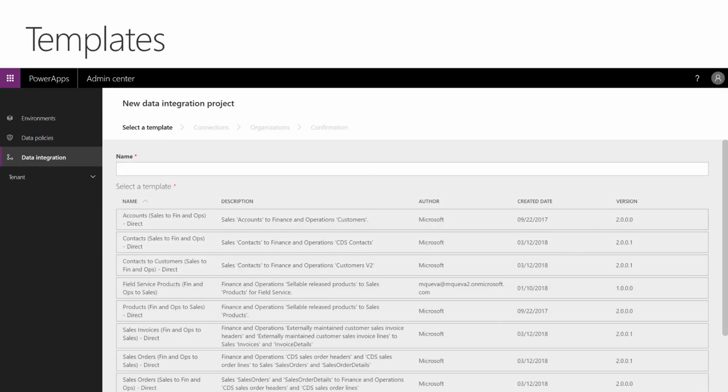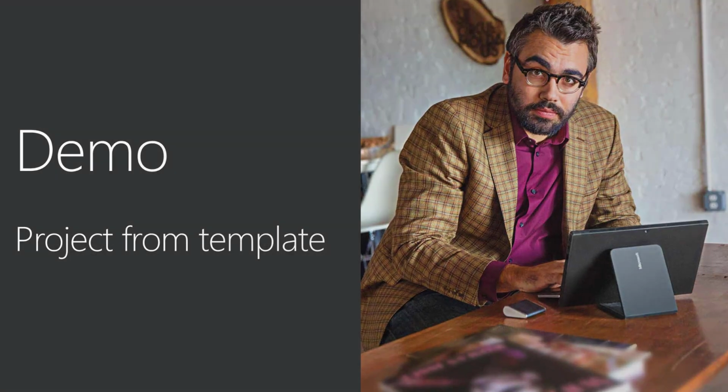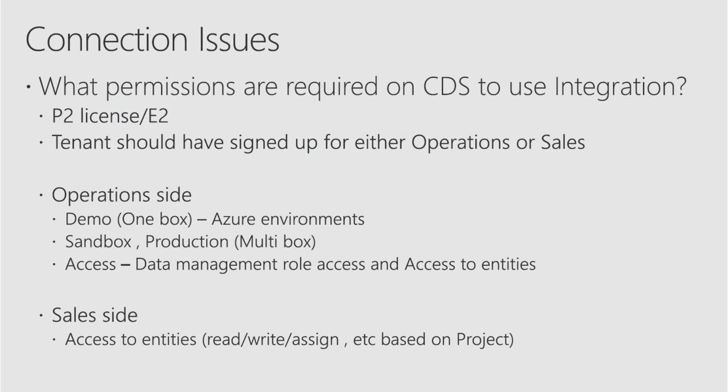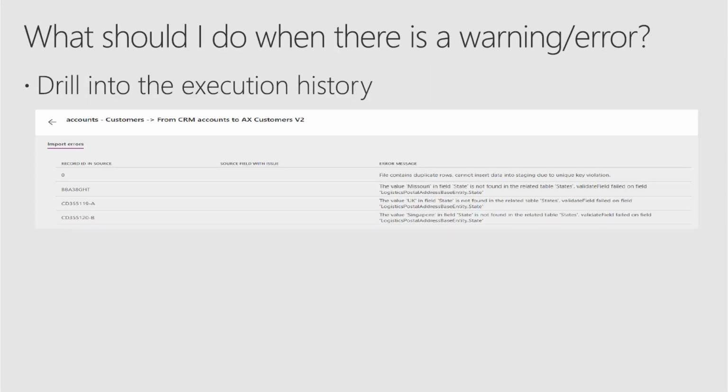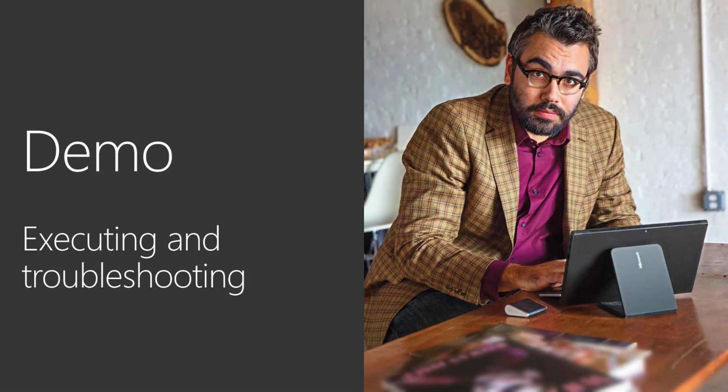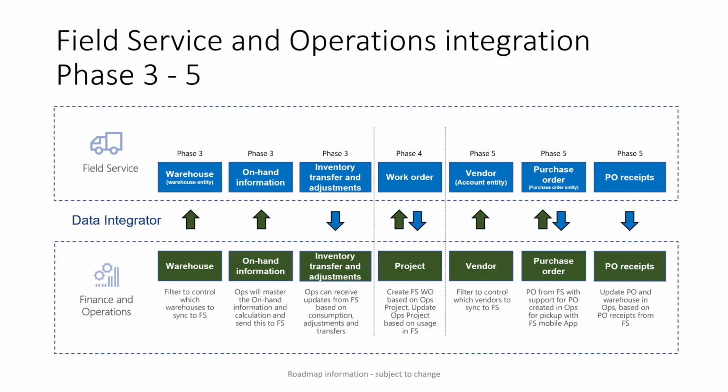I'll skip these. You can have a look at that later on. We did that and this. I'll skip through this and go to the roadmap. So this is the roadmap that we're looking at for field service moving forward. So you can see here the phase 3, we are looking at synchronizing warehouses. That was what I just showed you. We are looking at the on-hand information as well, so that we can take the on-hand information from finance and operations and make sure that that's available to the field technician.